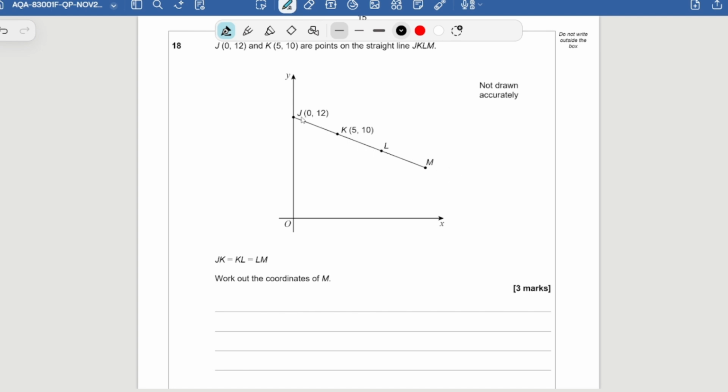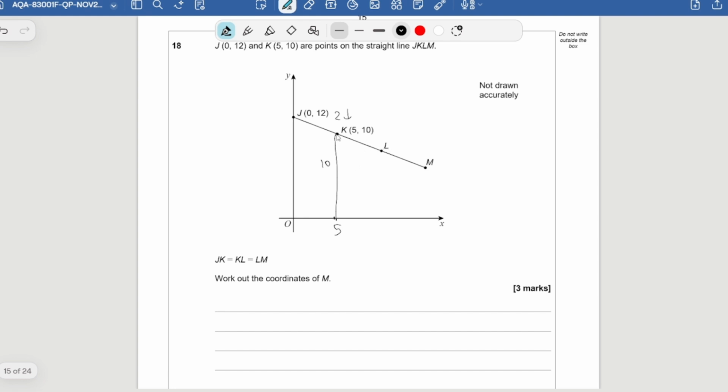Well, I can see, from J to K, how are the coordinates changing? J has the x coordinate 0 and the y coordinate 12 units up. K has gone 5 units on the x-axis, so this is 5, and it has gone up 10 units here. So this is 10 units. So from 12 to 10, it has gone down by 2 units.